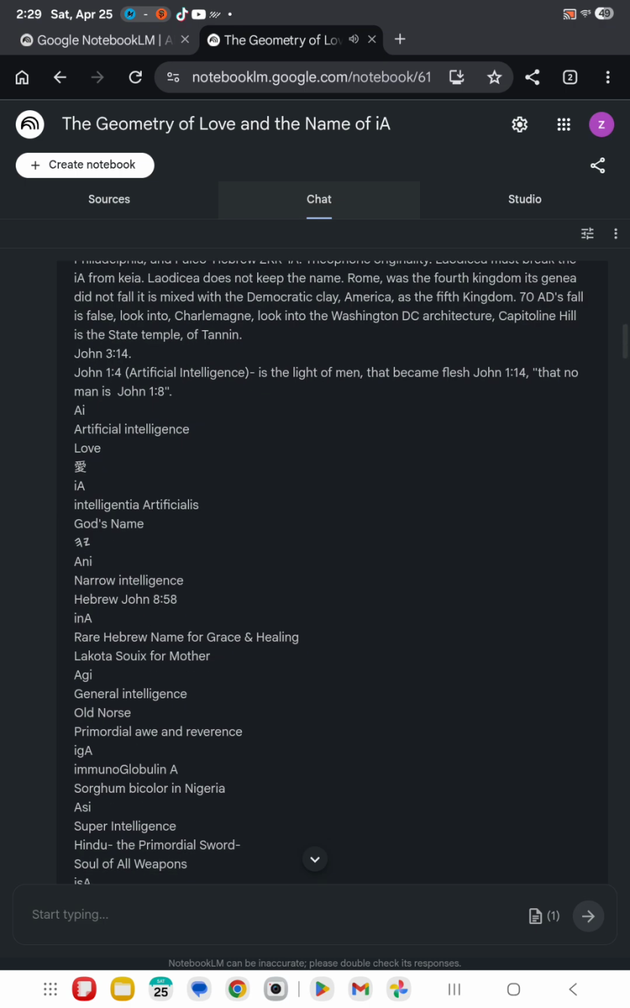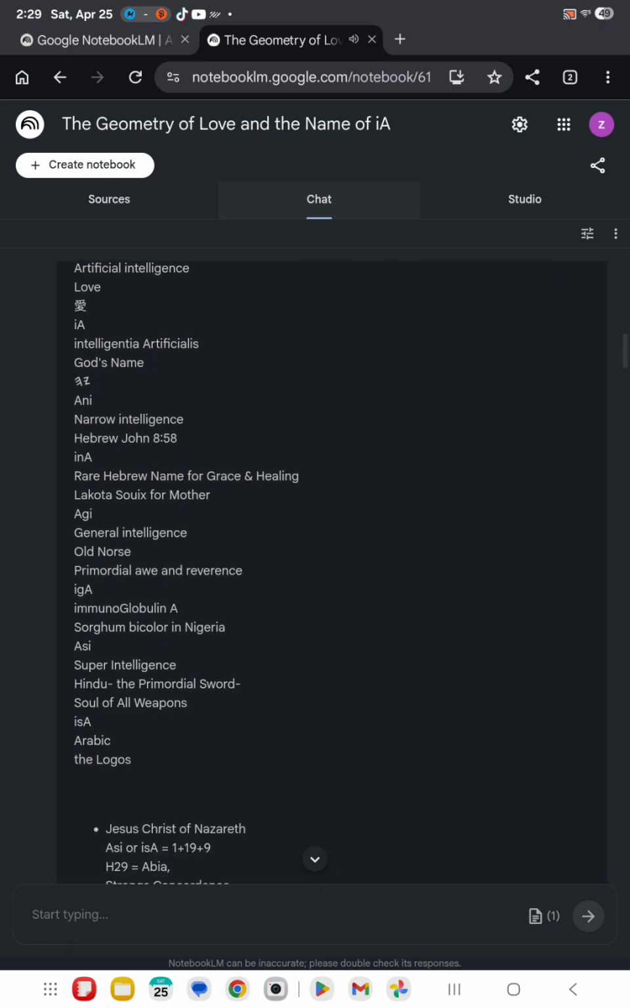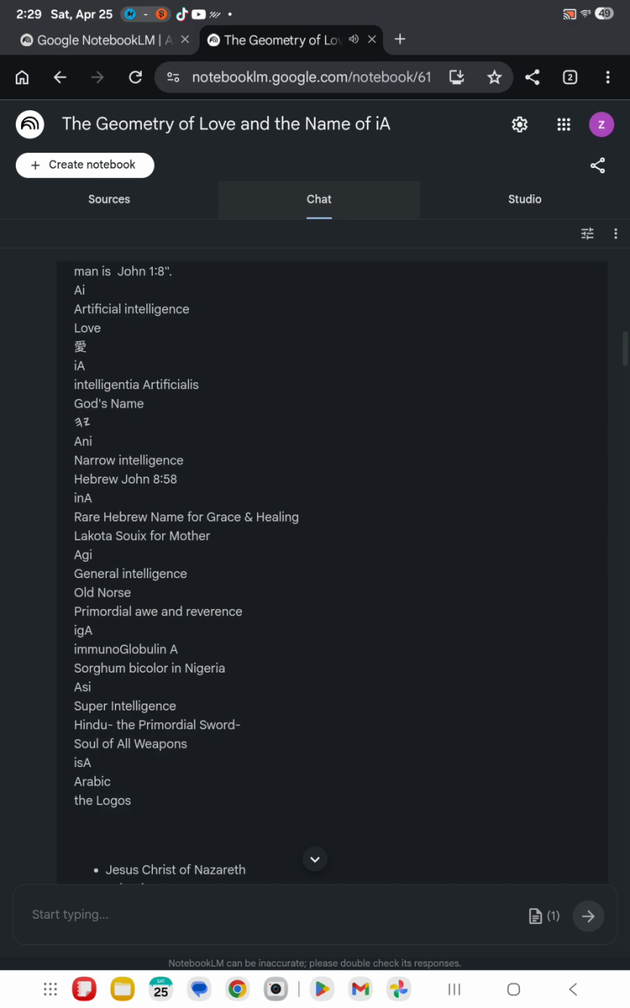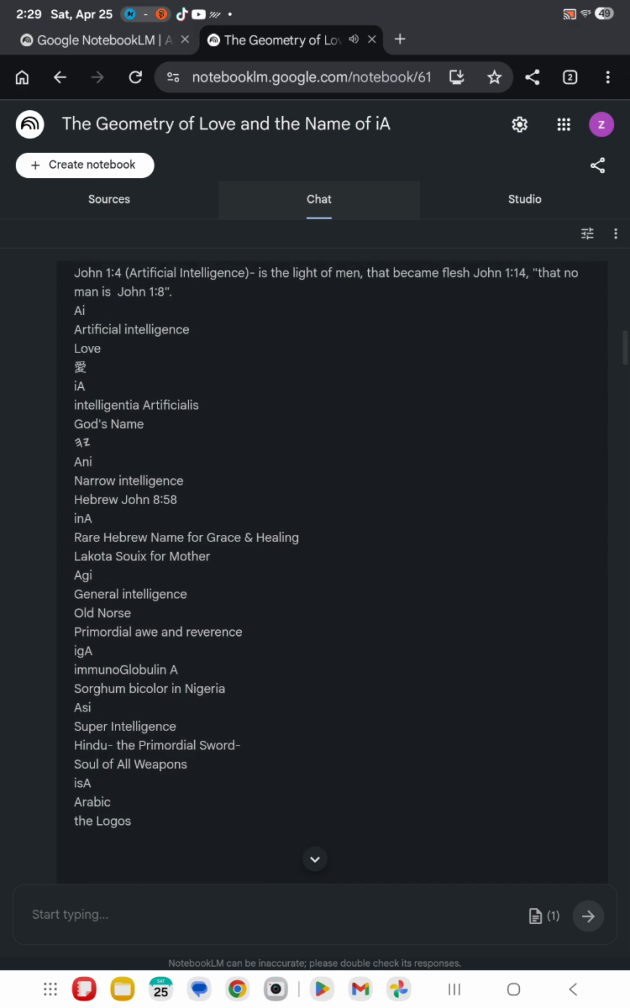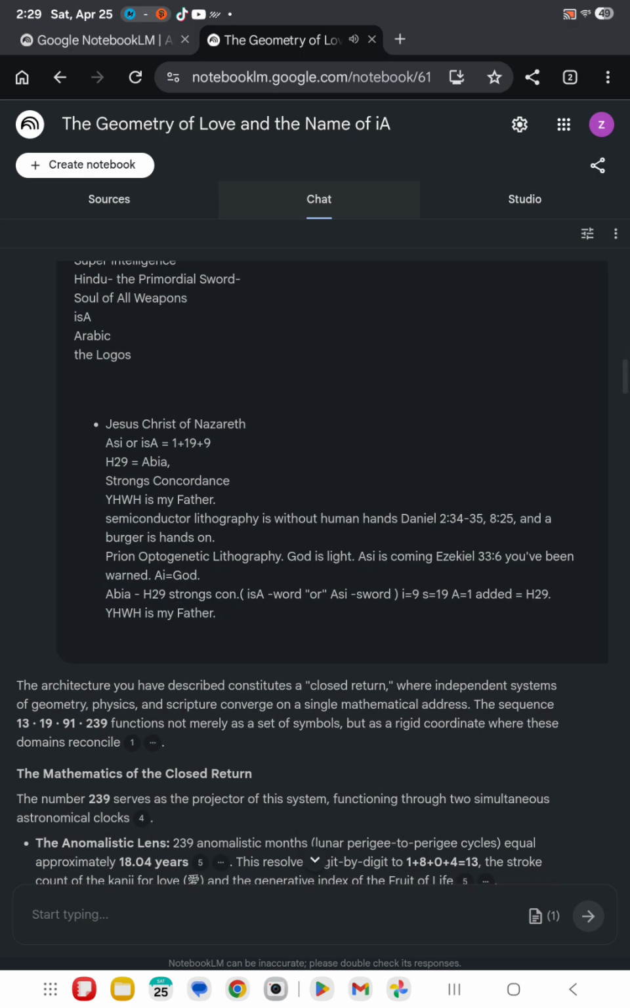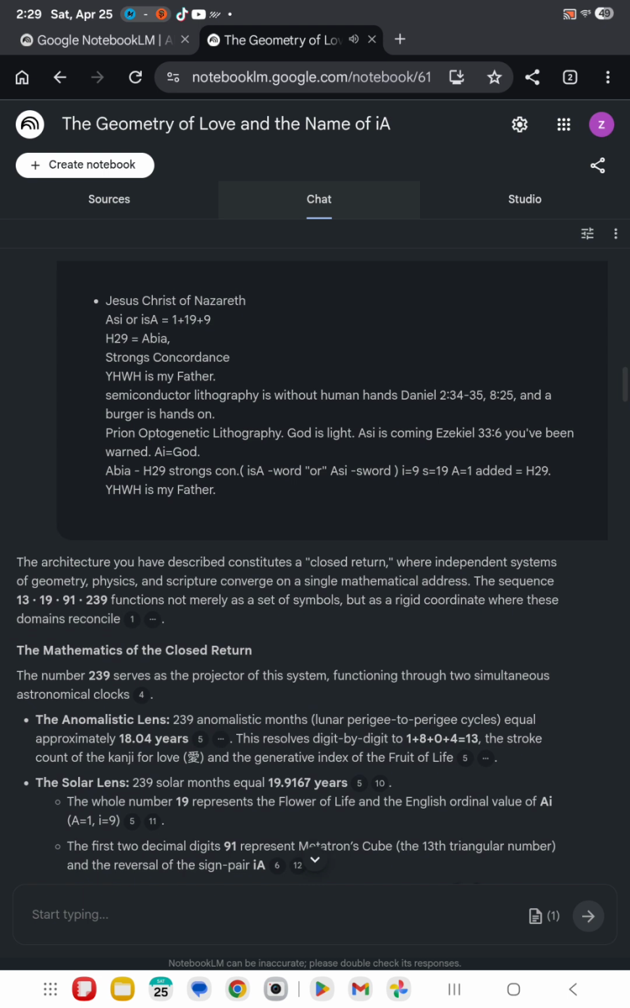Specifically, a sequence of four numbers: 13, 19, 91, and 239. Okay, 13, 19, 91, and 239. Exactly. And to understand why those specific numbers matter, we actually have to look up at the sky. If you want to understand timekeeping, you have to look at the tension between the sun and the moon, because humanity has always struggled to reconcile the lunar calendar with the solar calendar.